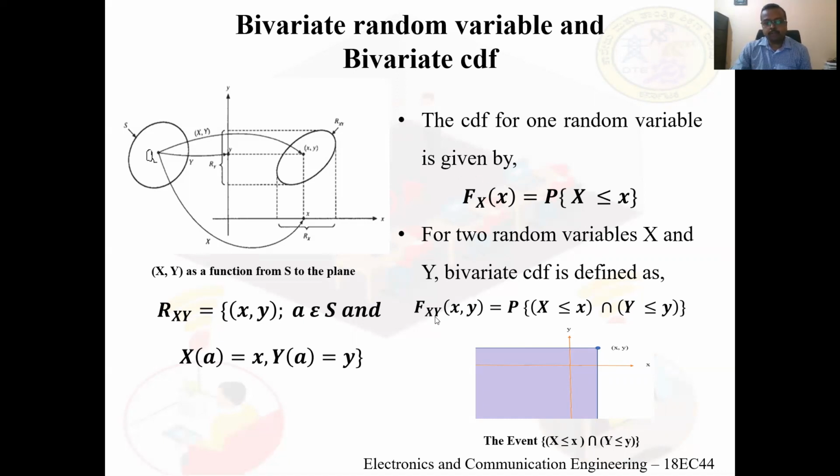Now, how do you write this for bivariate CDF? Fxy of x comma y is equal to the probability of X less than or equal to x and, or intersection, Y less than or equal to y. It means that when I say intersection or and, both these two conditions have to be satisfied there, right? This event for X less than or equal to x and Y less than or equal to y is shown in the diagram here.